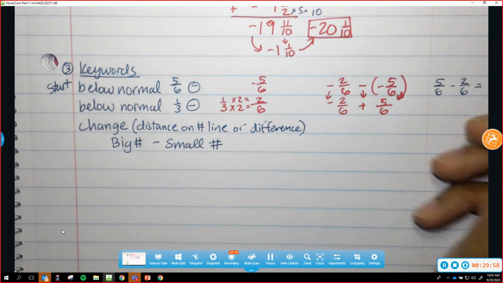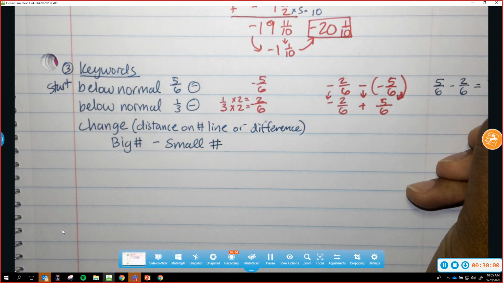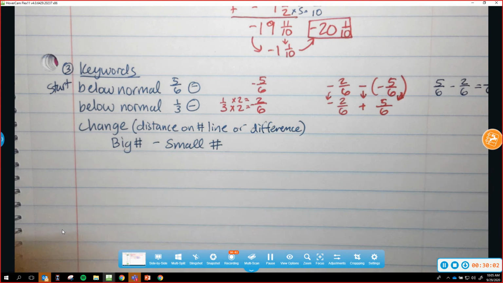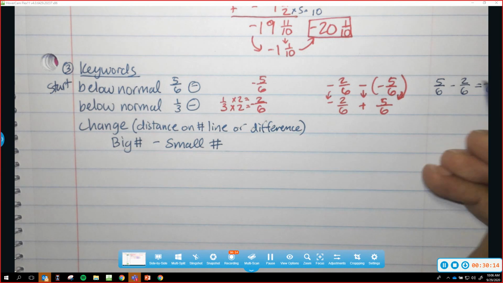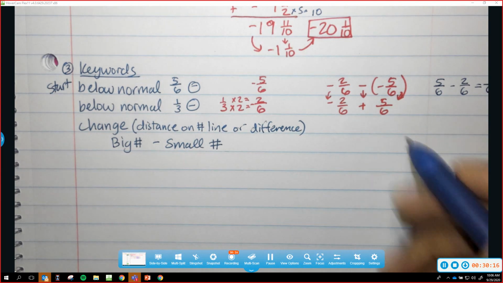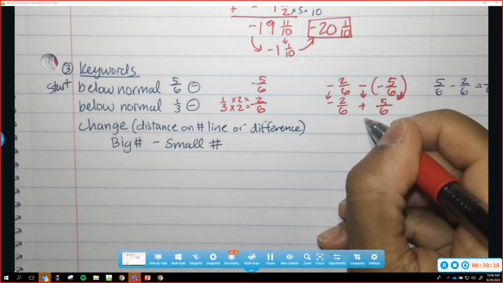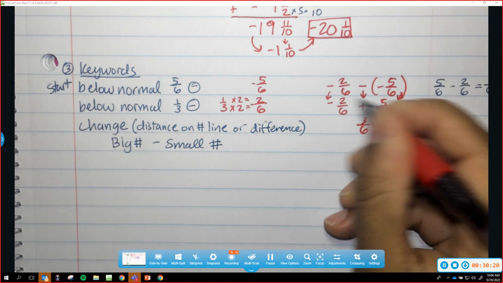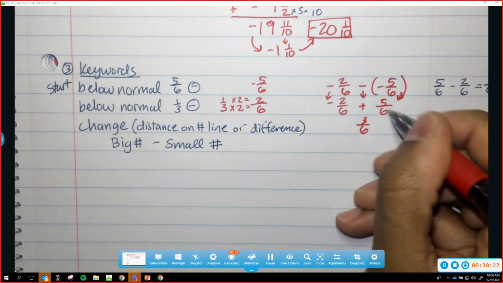5 minus 2 will get us 3. And we keep our denominator the same. Okay? So we keep those the same. Denominator stays the same. So 5 minus 2 is 3, so I will get 3/6. I have more positives, so my answer is positive.